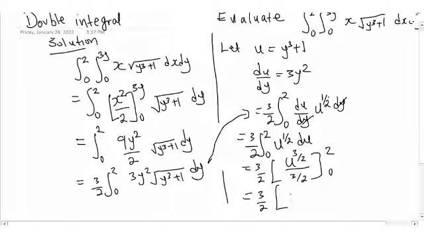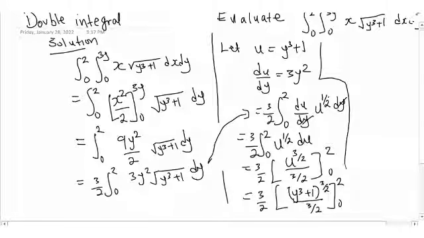And that will give us, of course, you can have now. So our u is y cubed plus 1. So y cubed plus 1 raised to 3 over 2 divided by 3 over 2. Then from 0 to 2. Now, you can now have 3 over 2, can cancel 3 over 2. So we have y cubed plus 1 from 0 to 2.